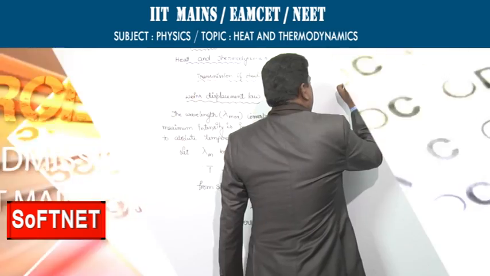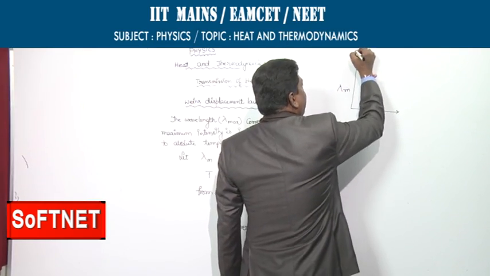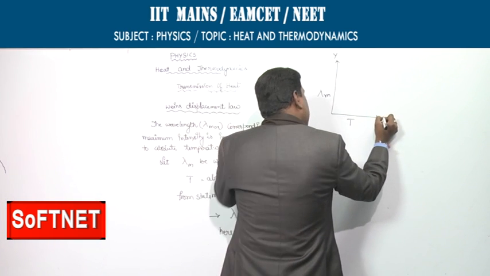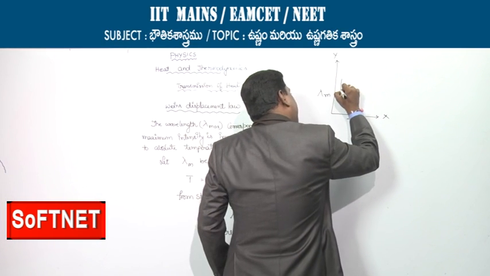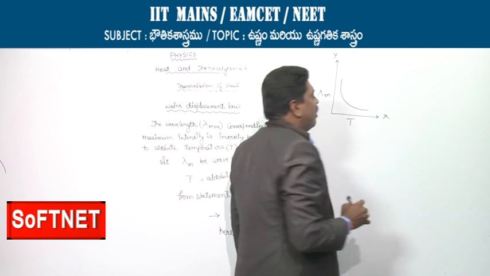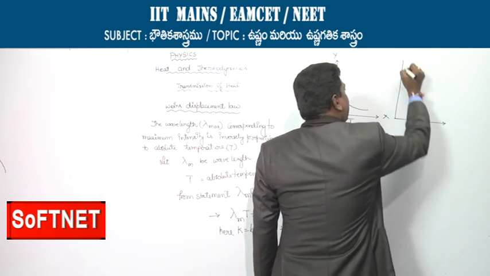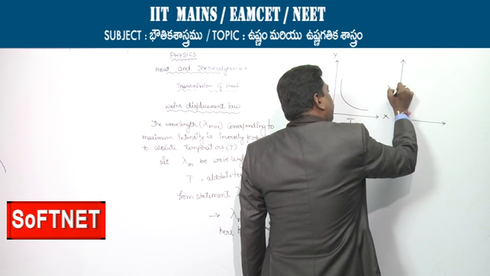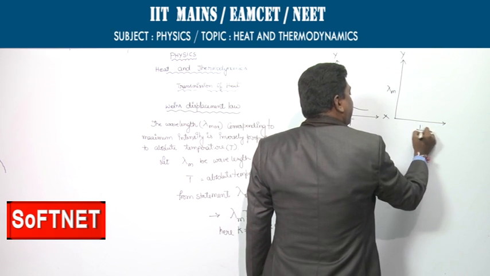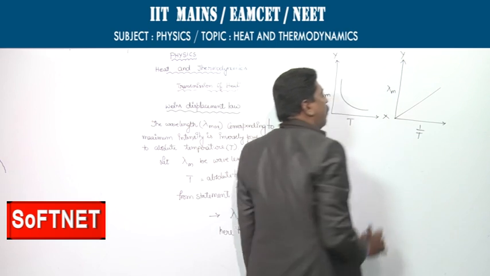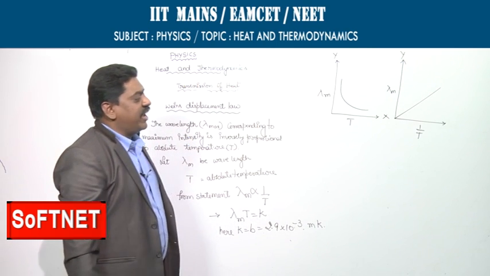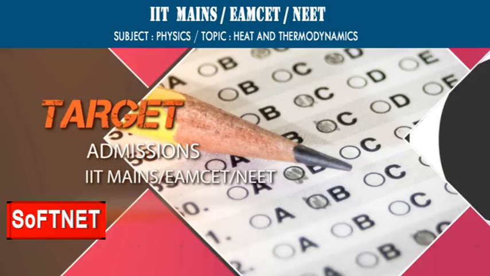A graph is plotted by taking wavelength on the y-axis and temperature on the x-axis. The obtained graph is a rectangular hyperbola. In a similar manner, another graph is plotted by taking wavelength on the y-axis and 1 by T on the x-axis. The obtained graph is a straight line passing through the origin.